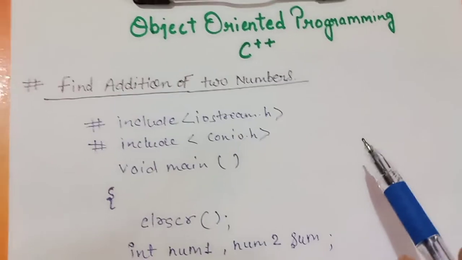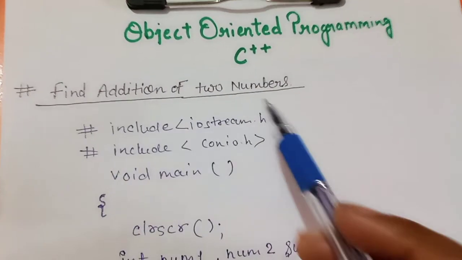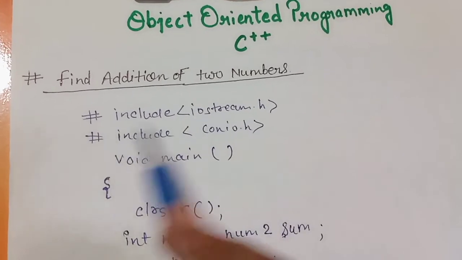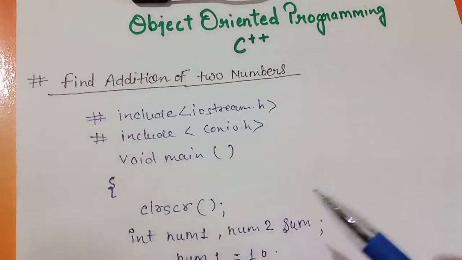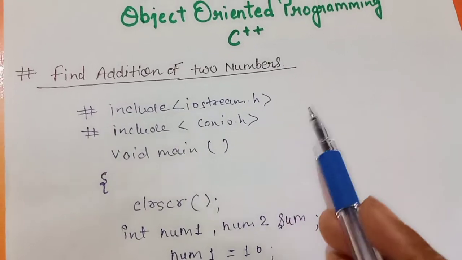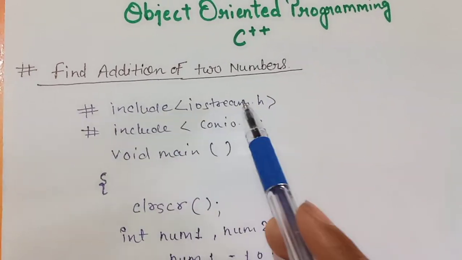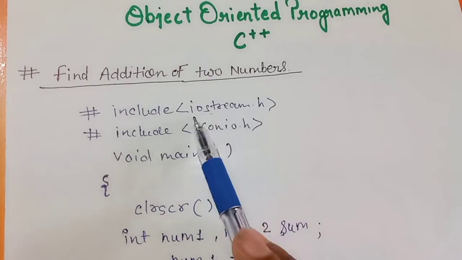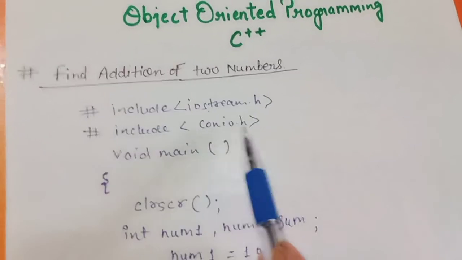Don't worry. So let's understand what addition is and how to add two numbers. Before you write any program, you have to write the header file, because the input and output of the computer comes from this header file. So first we write hashtag include, in angle brackets iostream.h. iostream is the header file for input and output, and then we also write hashtag include conio.h.